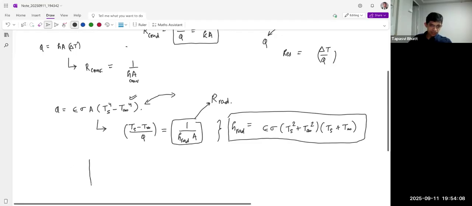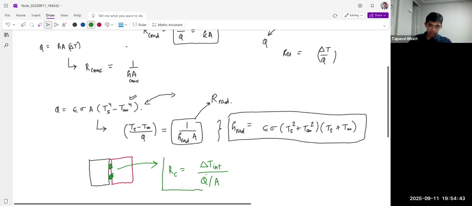Now there is something called contact resistance as well. If we have two surfaces, this thing and this thing, due to this contact here, there is going to be some resistance as well. This resistance is called RC. RC is delta T interface over Q dot over A. We will have more clarity on this if we discuss a problem, but I don't have the scope of discussing this in detail here, so I'll just put up the formula.